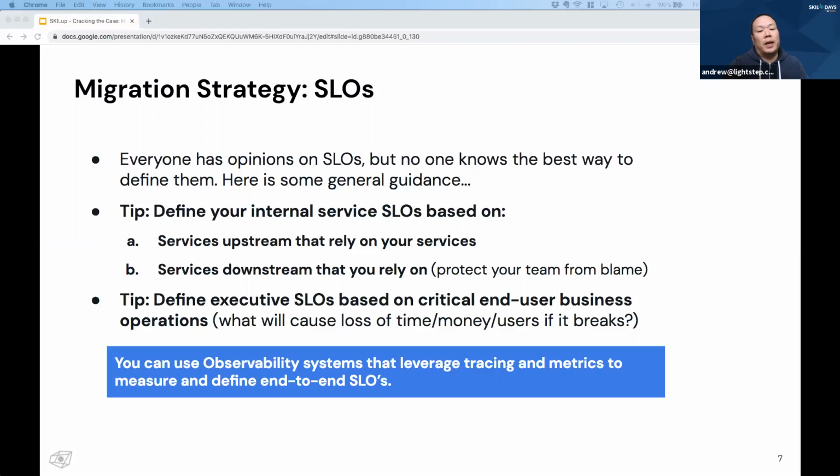Defining executive level SLOs are also important. What does your business leadership care about? These measures are usually tied to the business value provided by your services and may or may not be exactly the same as the SLOs that you define at the service level. Ultimately, your application is there to serve your customers, so it's important that your internal service SLOs conform to your business objectives. You can use observability systems that leverage distributed tracing to help define and measure these goals. Distributed tracing is useful here because it provides the context necessary to measure these objectives.